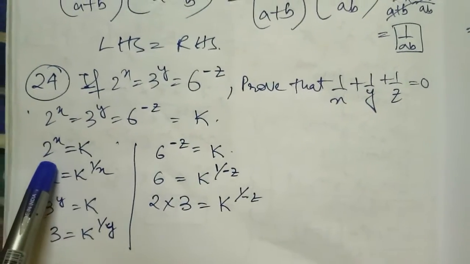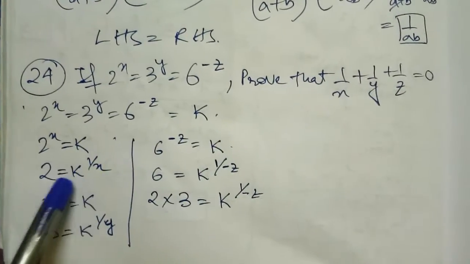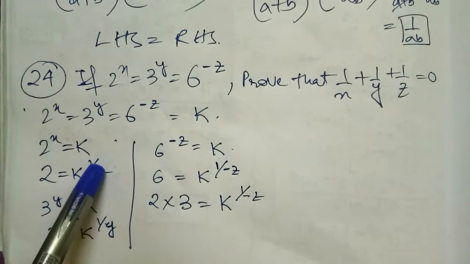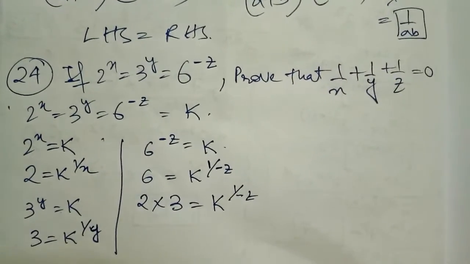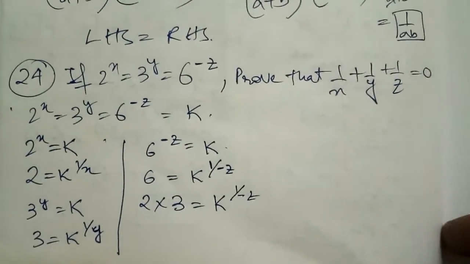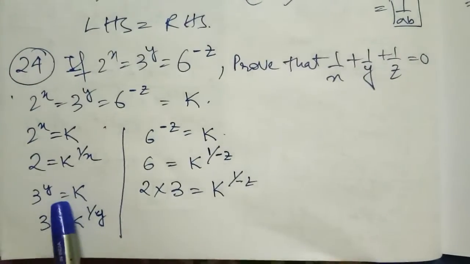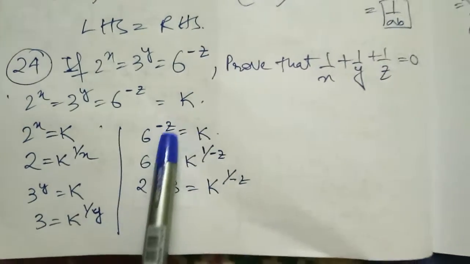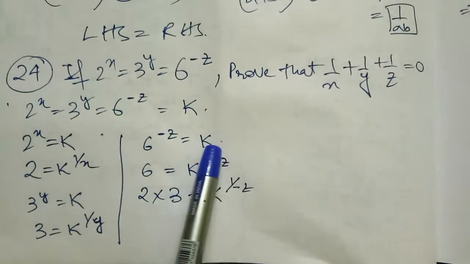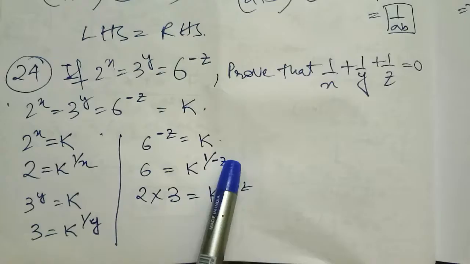Now from here I have written 2 to the power x equals k. Then from here I have written 2 equals k to the power 1 by x. This can be done in the logarithm chapter; it will be done more in that particular chapter only. Next, what is given? 3 to the power y equals k. That means 3 equals k to the power 1 by y. Then 6 to the power minus z, that is 6 equals k to the power 1 by minus z.